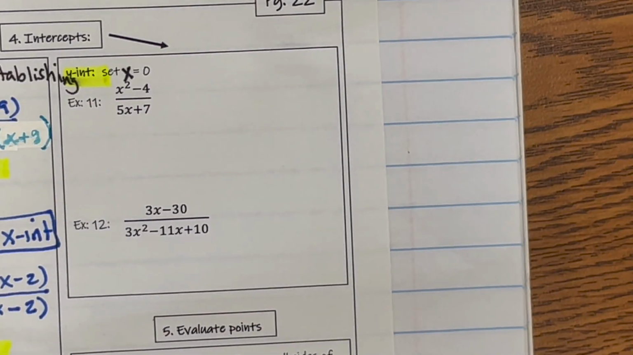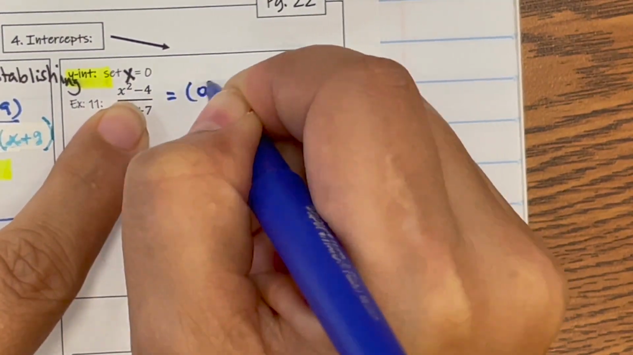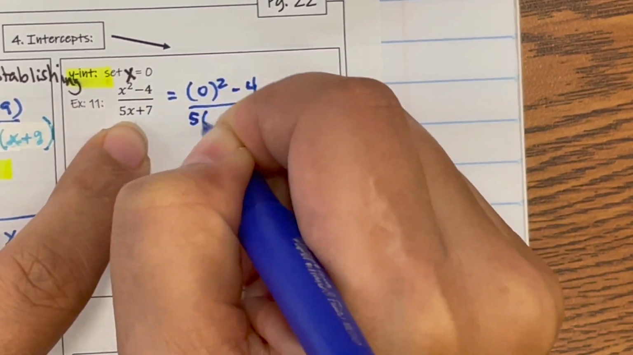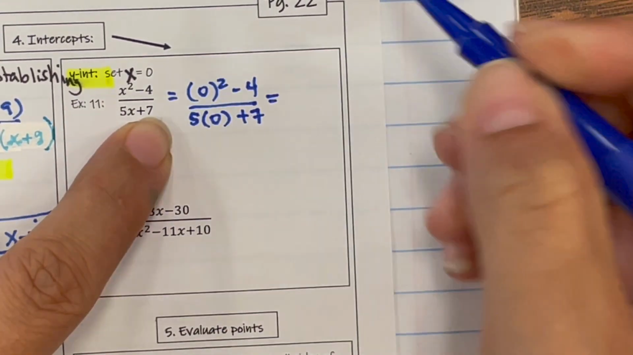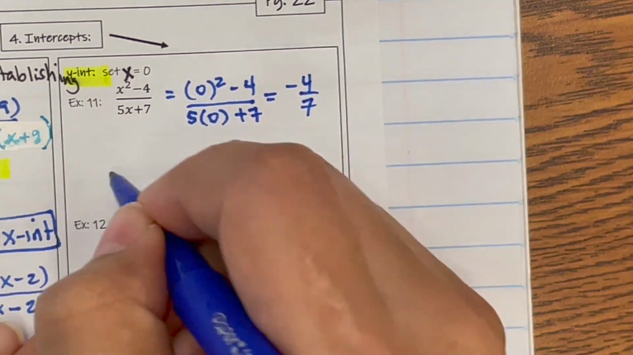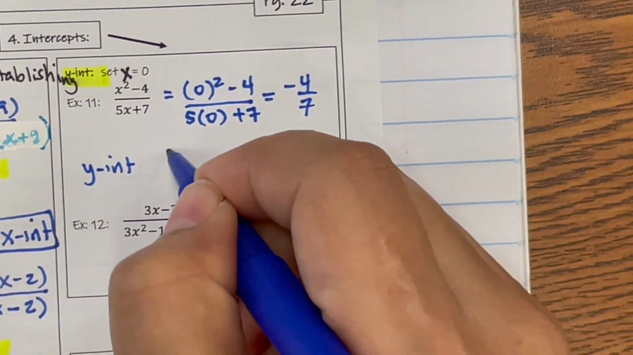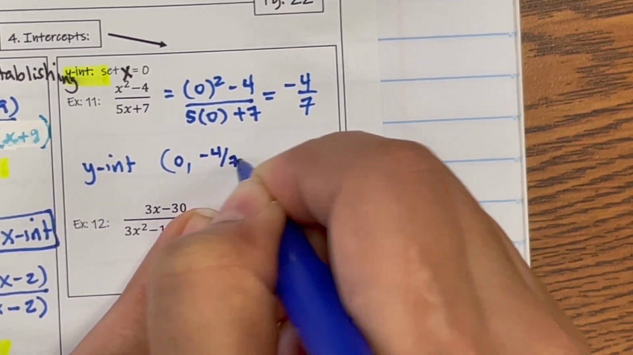We're going to take a look at y-intercepts. It's a lot simpler. So all we're doing is setting x equal to 0. Everywhere I see an x, I'm going to put a 0 in its place. So 5 times 0 plus 7. And then go ahead and solve it. So I'm just going to be left with negative 4 over 7. So my y-intercept in coordinate form is going to be 0 for the x variable and negative 4 over 7.